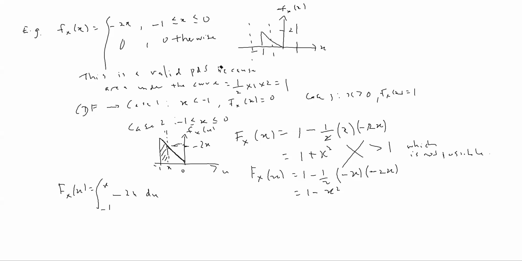This x value is a fixed value when it comes to CDF. So what you get here is just negative u squared, going from -1 to x, which is going to be negative x squared minus -1, which is actually 1 minus x squared.